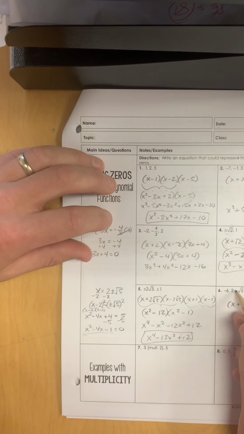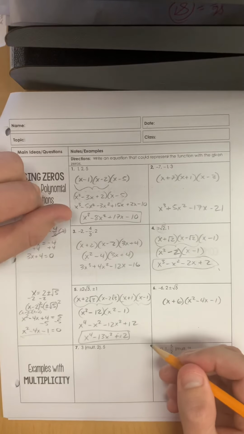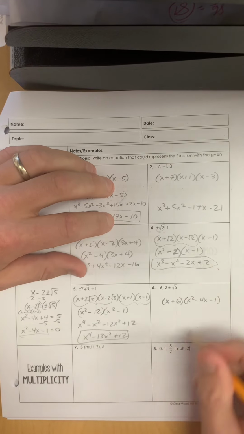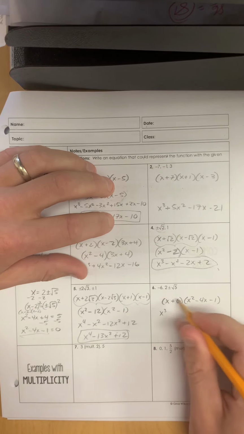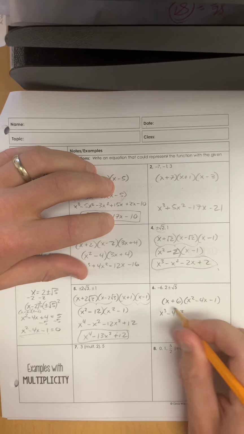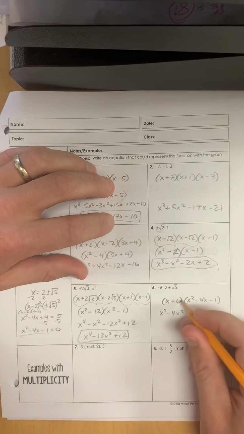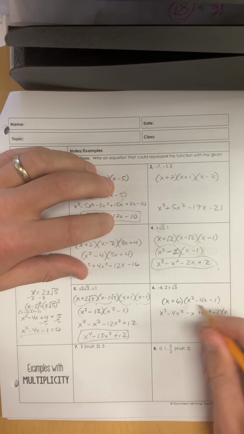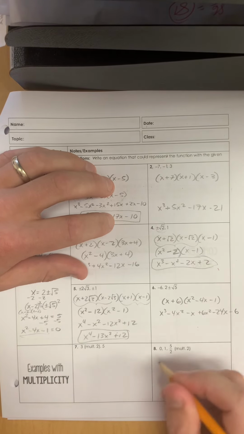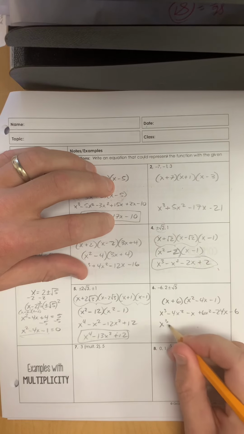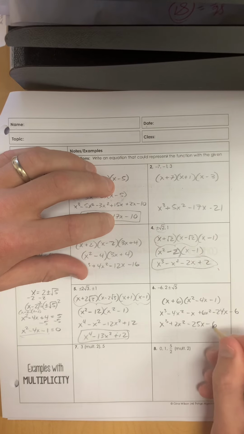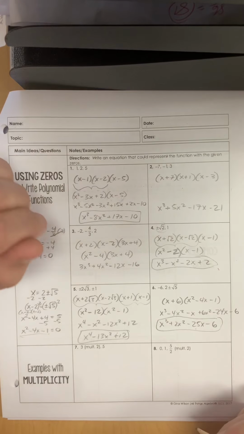So what that tells us is that this expression right here is what would give us those zeros of 2 plus or minus the square root of 5. And then, as always, we just multiply it out to finish off. So that's going to be x cubed minus 4x squared minus x plus 6x squared minus 24x minus 6, and combine like terms to get your answer. It should look something like this.